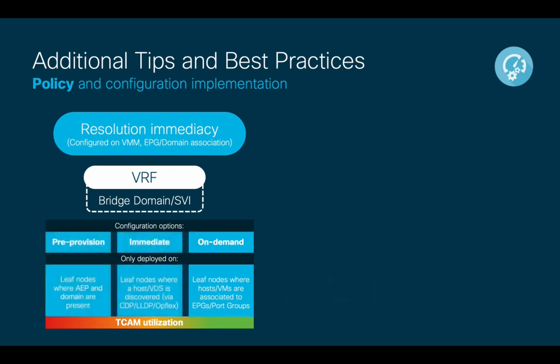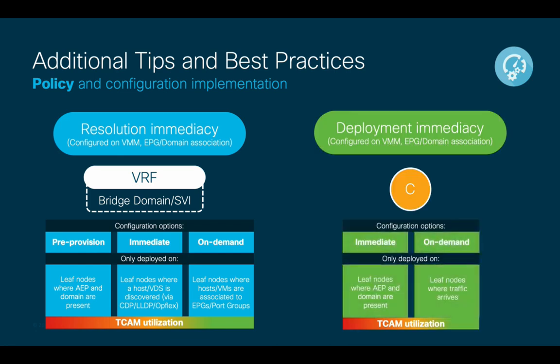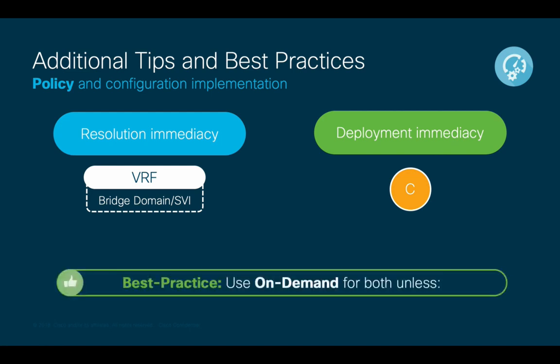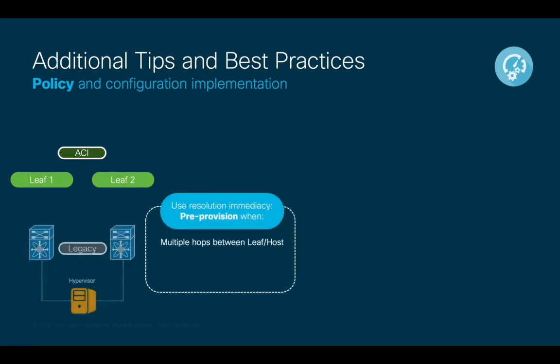In terms of deployment immediacy, the options available are immediate and on demand. As you can imagine, on demand is the most efficient option in both cases, and therefore it is commonly the default value. There may be a few scenarios where you may want to change the default behavior. For example, if your hypervisor host is 2 hops away from the leaf, or you don't have LLDP nor CDP enabled between them, you might want to change resolution immediacy from immediate to pre-provision.